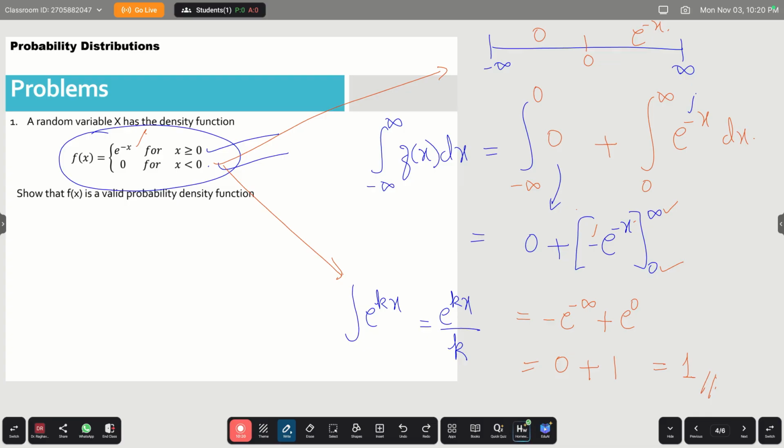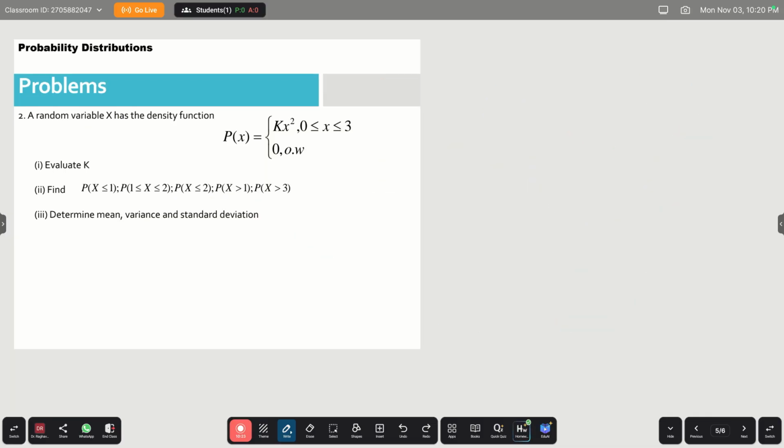Okay. So let's quickly look into one more example. Here they have not given the function clearly. Instead, they have said p of x is kx square from 0 to 3 and 0 otherwise. So the first job, I need to evaluate k, and after that need to find some probabilities, and finally we need to find the mean, variance and standard deviation. So let me take the questions one by one. First job is to evaluate k.